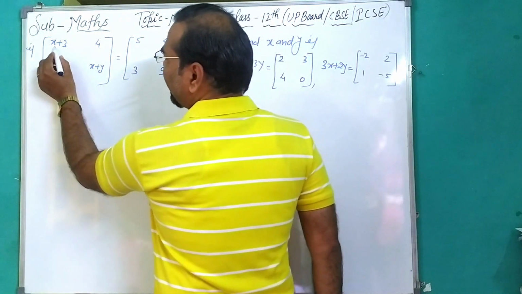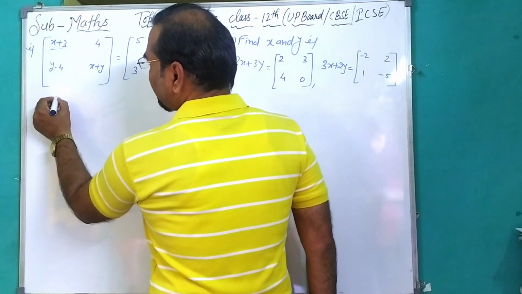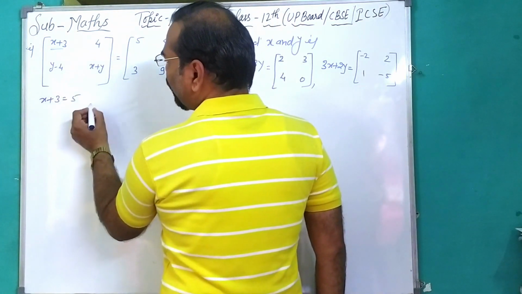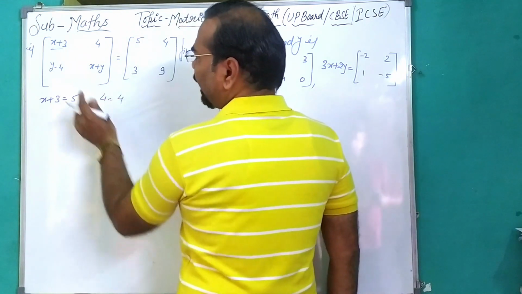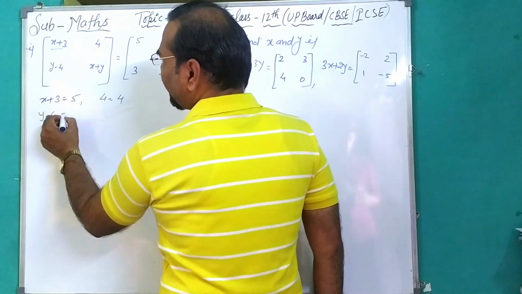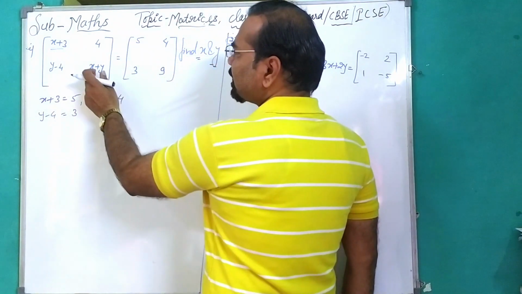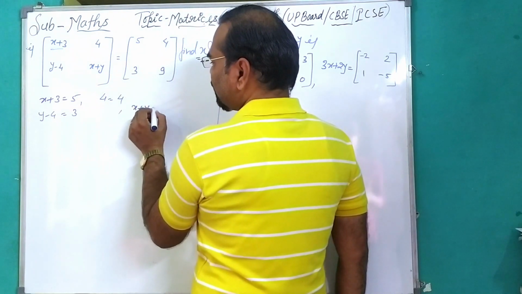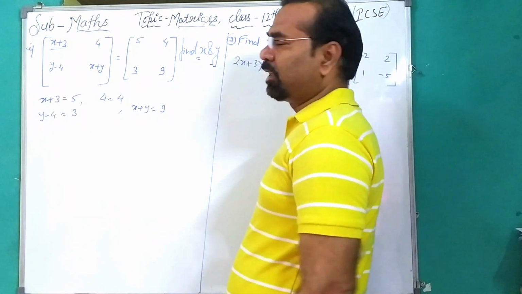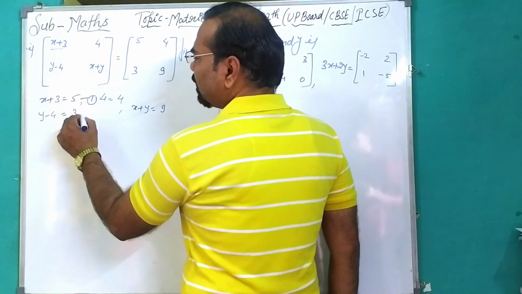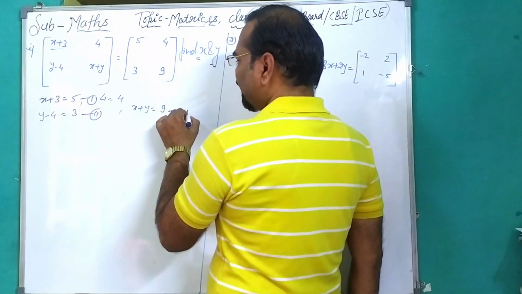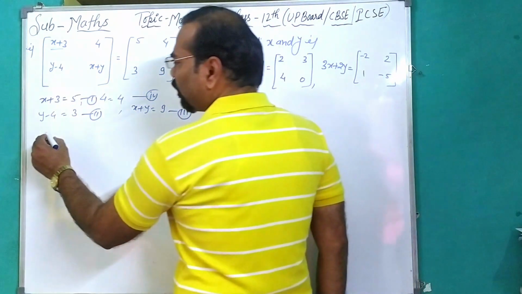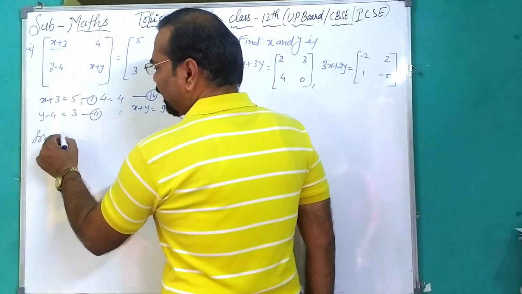So now we have to compare them. x plus 3 is equal to 5. Next, 4 is equal to 4, then y minus 4 is equal to 3, and the next equation is x plus y is equal to 9. Okay, students, these are equation 1, equation 2, equation 3, and the fourth is 4, which is always equal to 4. There is no doubt.